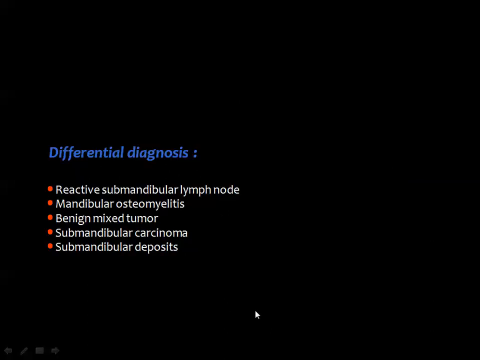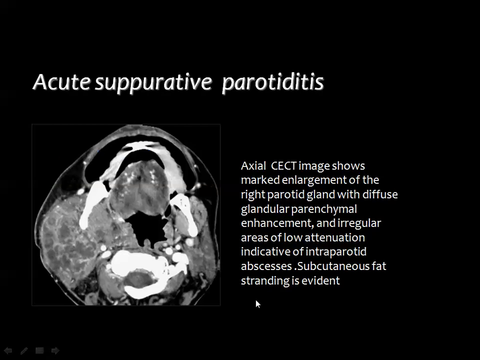And the differential diagnosis of swelling in the submandibular region will include, of course, submandibular lymph nodes, which are frequently mistaken for submandibular gland itself. Also, mandibular osteomyelitis, submandibular tumors, and submandibular metastatic deposits.